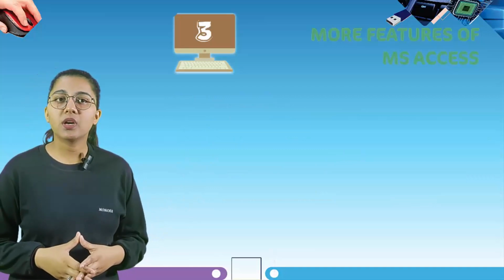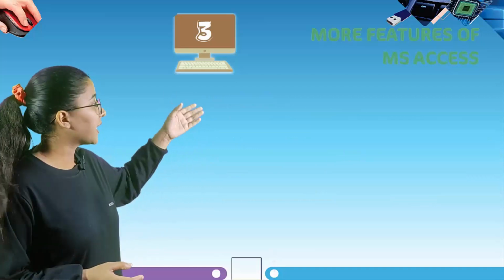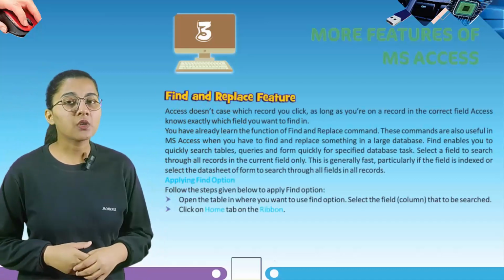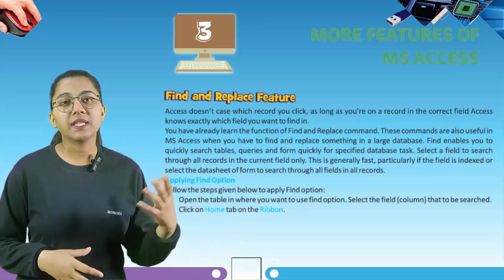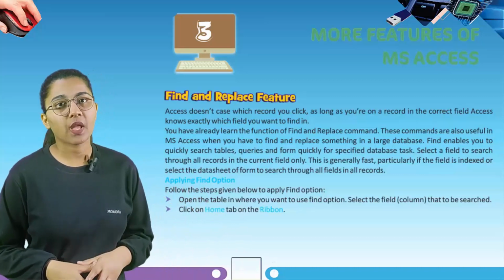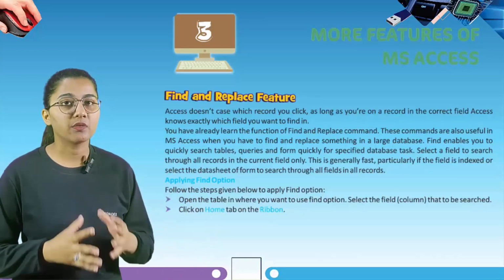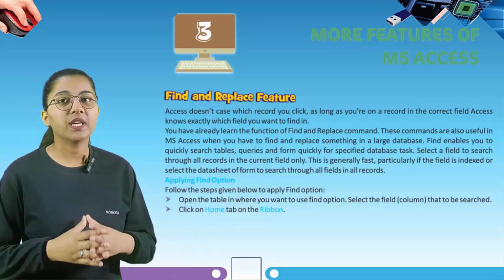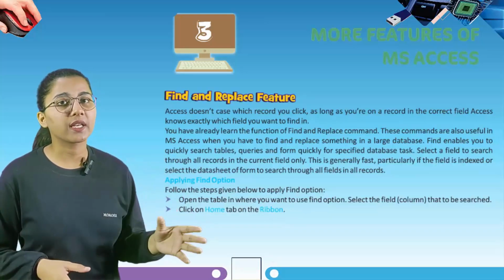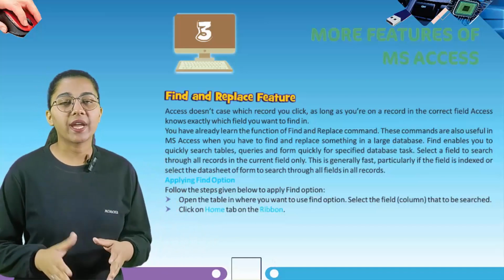Now let's jump to our next topic, that is the find and replace feature. Now students, in this topic we are going to learn how to find or replace something. So Access doesn't care which record you click as long as you are on a record in the correct field. Access knows exactly which field you want to find in.